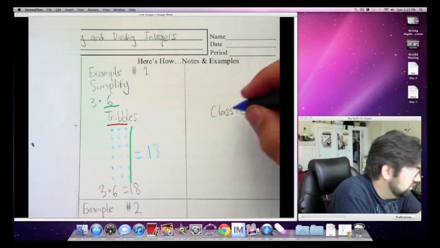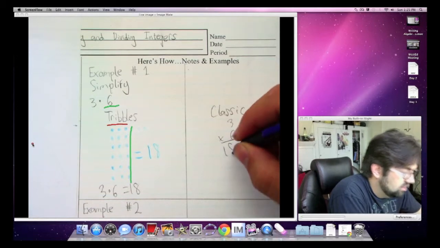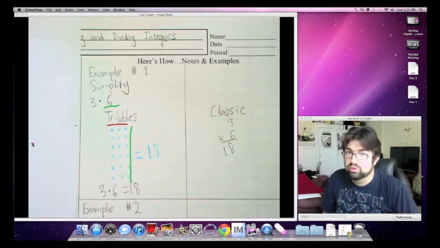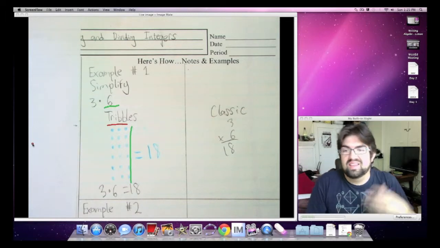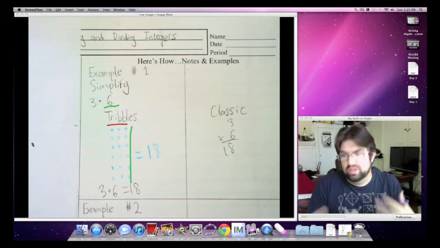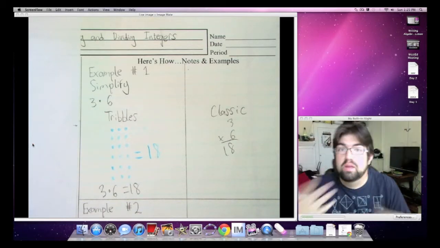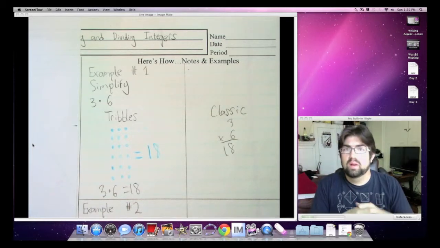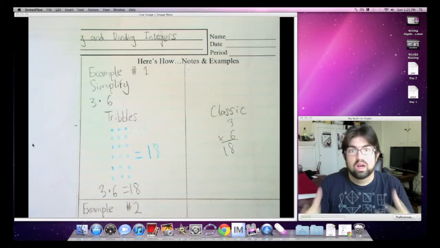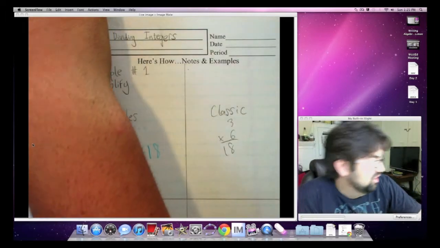The classic method, of course, is just taking 3 times 6, and you should know that's 18. If you have trouble with your times tables, the triples method is really neat because it allows you to visually see why it is what it is. So that's example number 1. Now for the rest of the examples, this is about integers. These are both positives. Now we need to talk about what happens when I have a negative and a positive, or God forbid, a negative and a negative. So here we go.